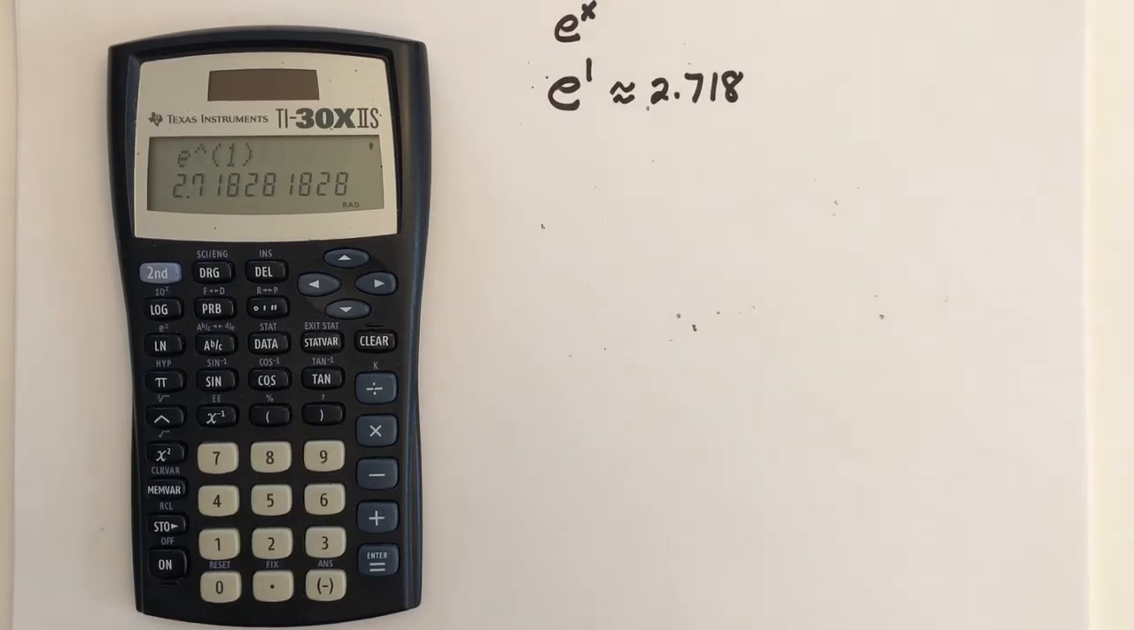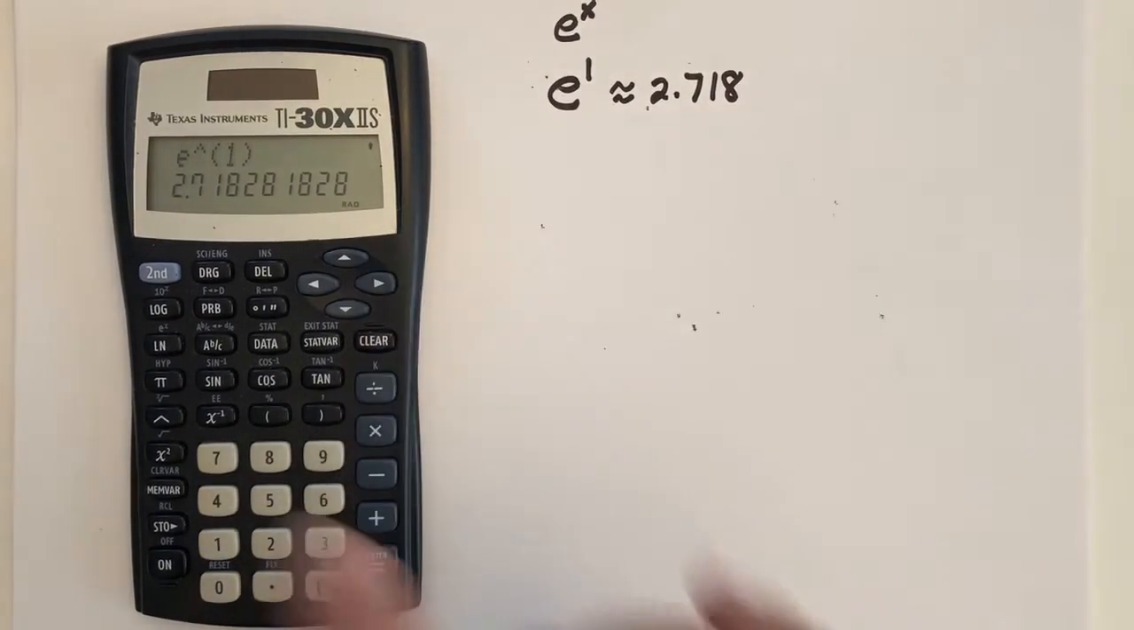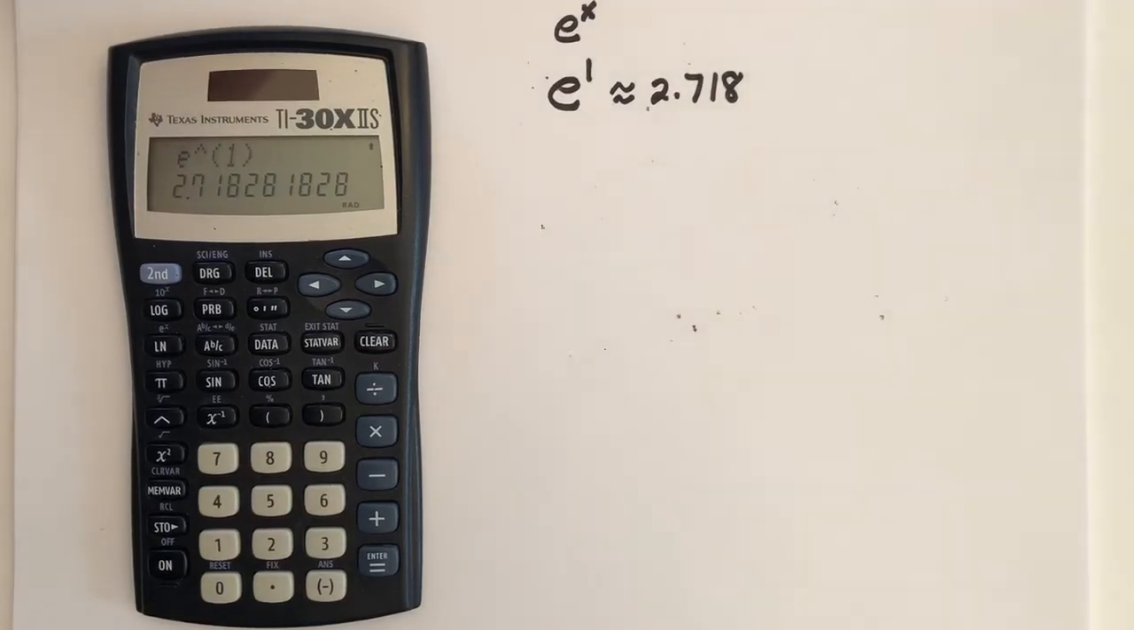Now the keystrokes, depending on your calculator, can vary. For some calculators, you need to push the 1 first and then the E to the X button. So you need to play around with your calculator in what way you would punch in the keys to get this value. So now let's do a few more that involve E.